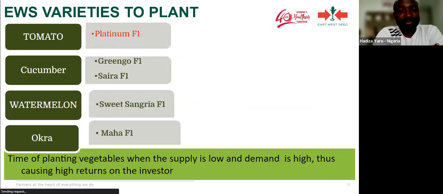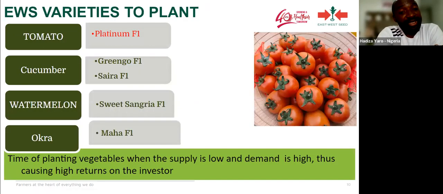So the East-West varieties to be planted for this dry season, we are looking at tomatoes, which is the Solanaceous family. We have the Platinum F1. We all know the prospects of Platinum F1, that it's good, it has resistance to heat stress. It can withstand to some extent the stress of the heat.